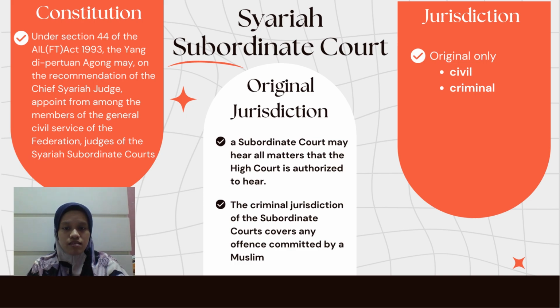For the criminal jurisdiction, the subordinate Shariah Court covers any offence committed by a Muslim, which is under the Administration of Muslim Law Enactment 1989 of Selangor, or any other written law prescribing offences against precepts of the religion of Islam. The maximum punishment for such an offence should not exceed 2,000 ringgit, or imprisonment for a term of 1 year, or both. And that is all for the levels of Shariah Court.